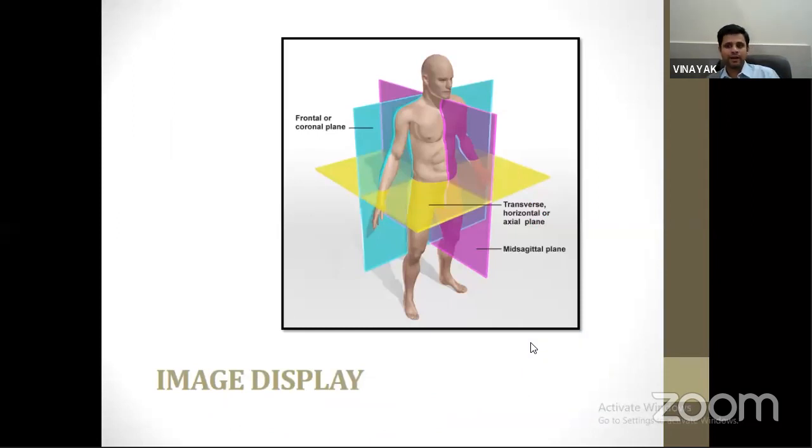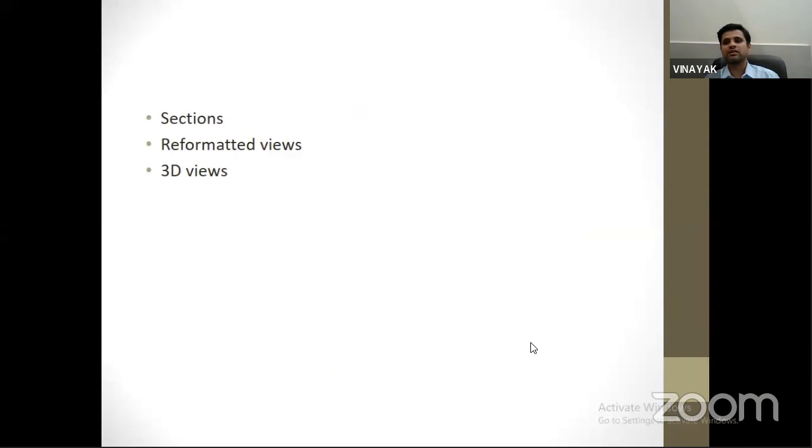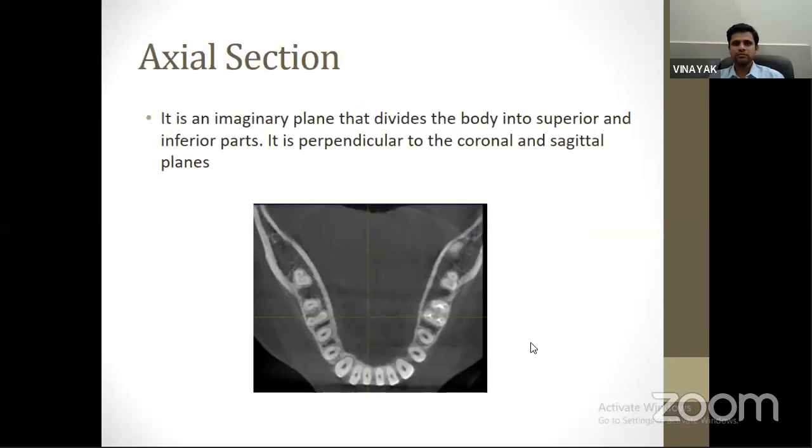Now, after seeing the advantages of CBCT over two-dimensional imaging, we will go to interpreting the scan. But before interpreting the scan, we should know where we will look, what we have to look, and how we have to look. So to read the scan, there are many sections, many views, and many formats which we should know. So I will show you some sections. There are sections, there are reformatted views, and there are 3D views.